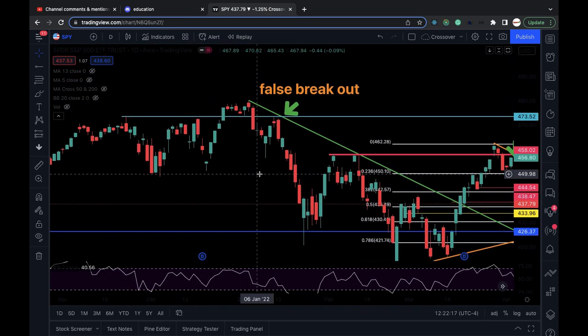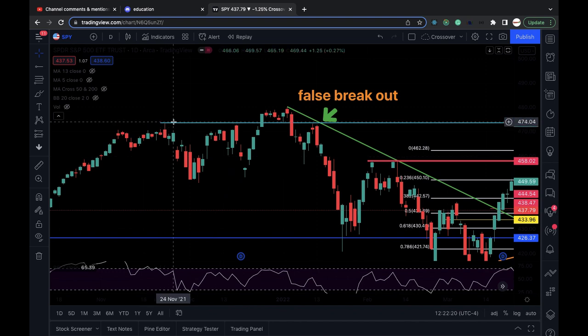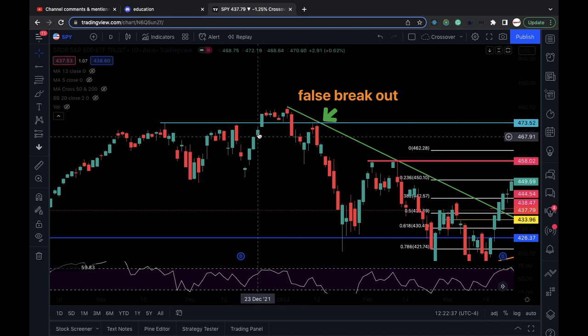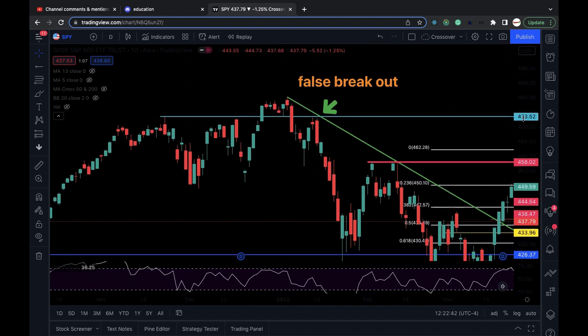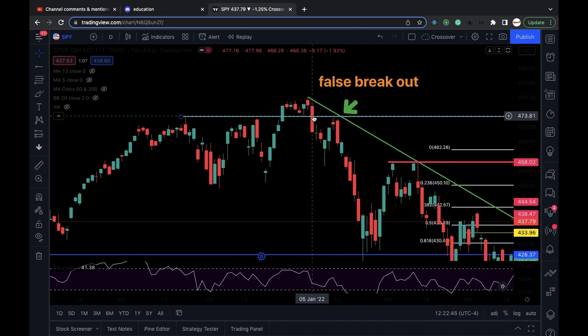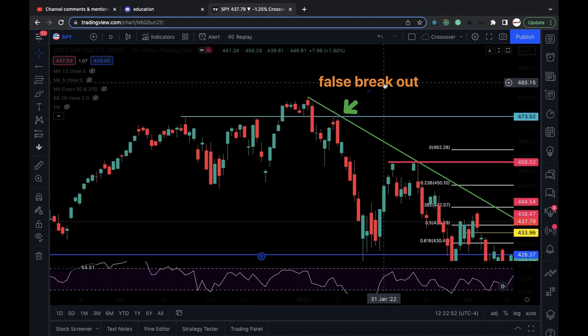So let's start with the false breakout, okay? So you see this level, this blue line right here, it was at the 473.5 level. Okay, this was back in November, and it served as a good resistance level for us for about over a month into early January. It also served as a support level after we broke above it. Okay, so that's support right here. However, on this day, on January 5th, we broke back down below that level. So that makes it a false breakout.